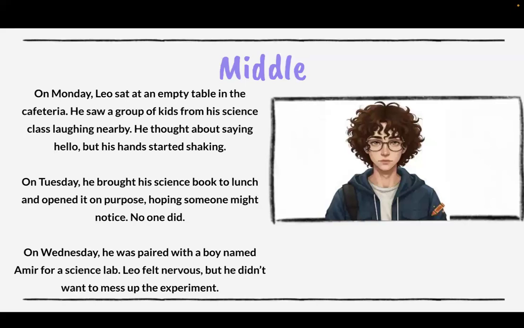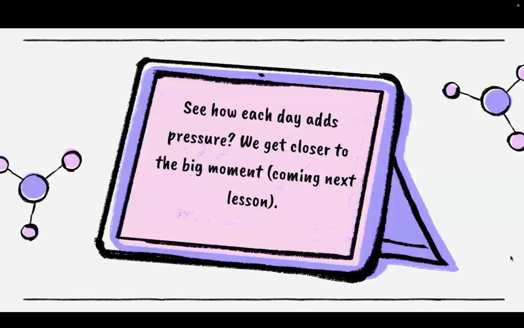So as we can see, there is tension building throughout this story. Throughout this segment, we can see how we have the repetition of on Monday, on Tuesday, on Wednesday, and we see him struggling with this problem, the building tension. This is interesting, and this is what's going to make the story interesting. Every day adds pressure, and we get closer to the big moment.